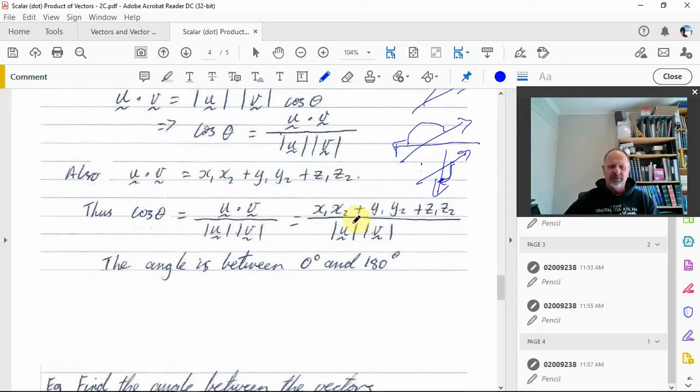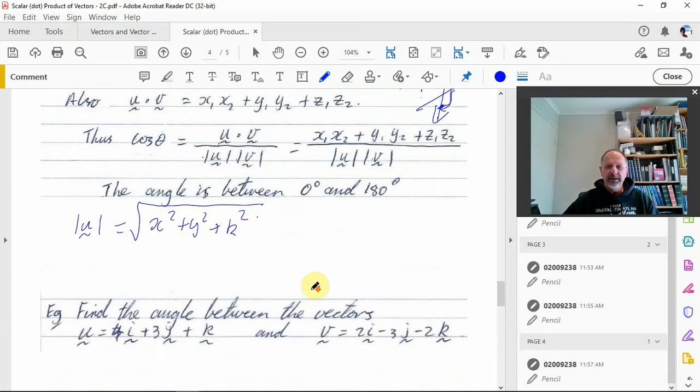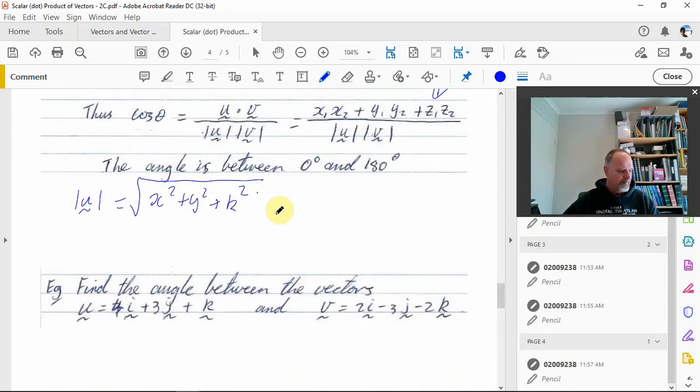Now, the other reminder is about the magnitude of u. Remember, that's the square root of our x component squared plus our y and our z components squared. So if we need to use that, let's have a look at an example.